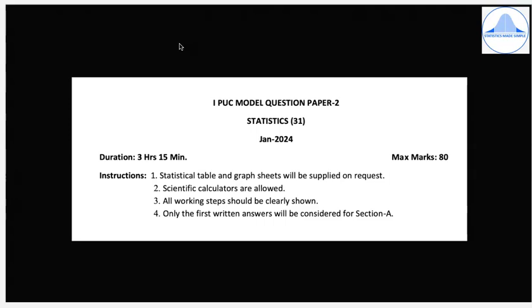Statistical table and graph sheets will be supplied on request. Scientific calculators are allowed during the examination. All working steps should be clearly shown. And most important, remember that only the first written answers will be considered for Section A. So please follow the sequence to answer the question paper.